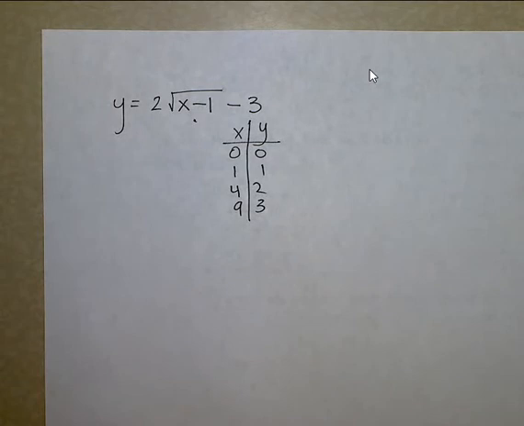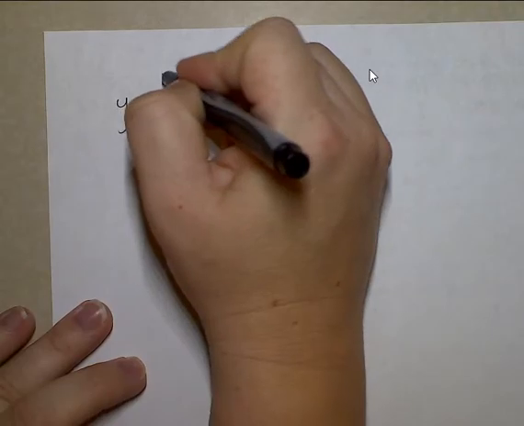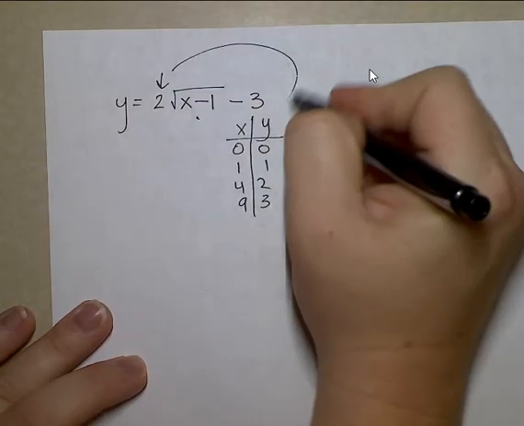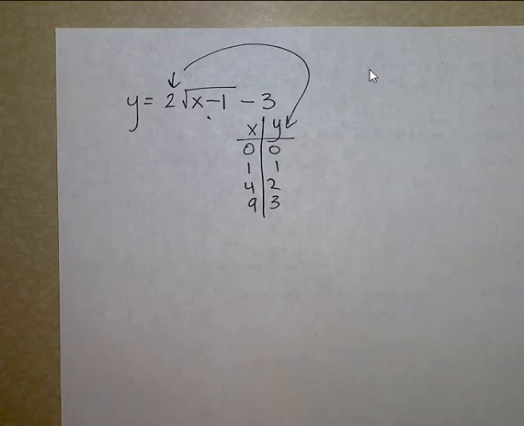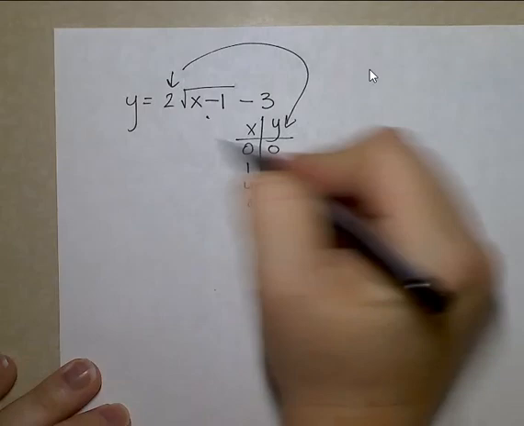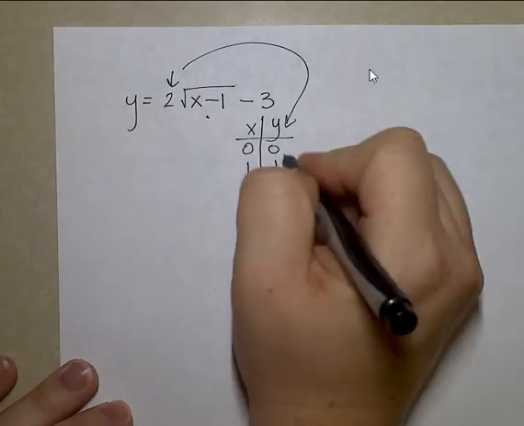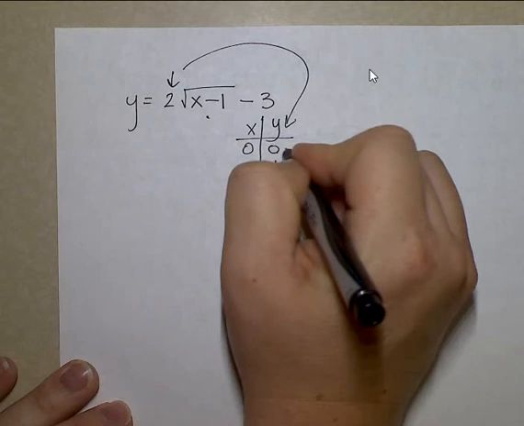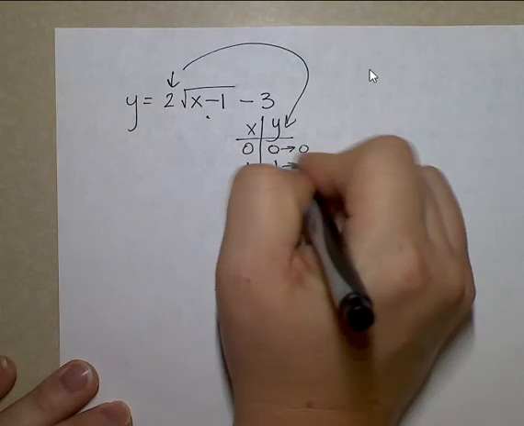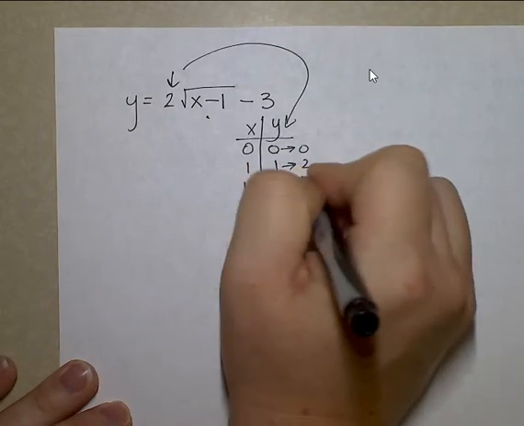Eyes open, Jose. Thank you. This scale factor affects the y values. That's what allows it to go up faster or to become flatter. It affects the y values. So to each one of these, we're going to multiply by 2. 0 times 2 remains 0. 1 times 2 is 2. 2 times 2 is 4. 2 times 3 is 6.